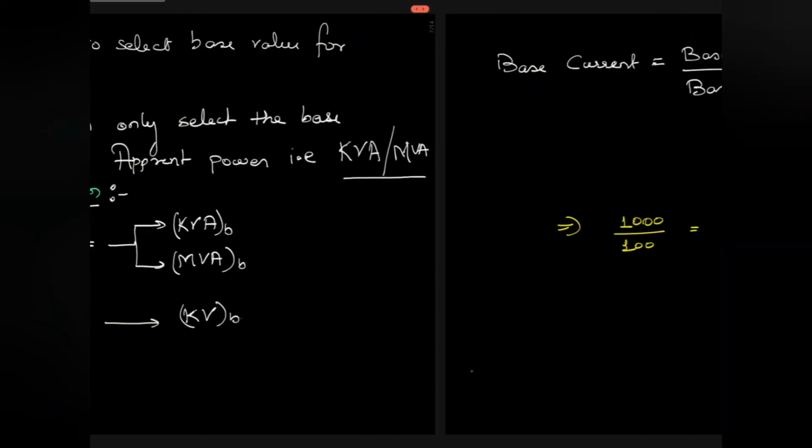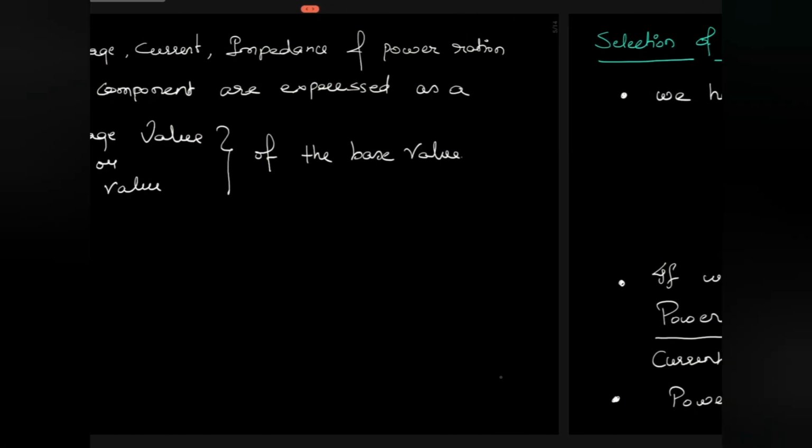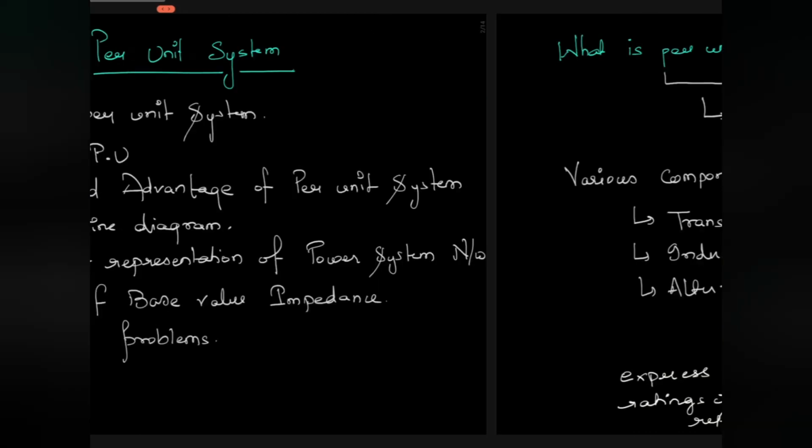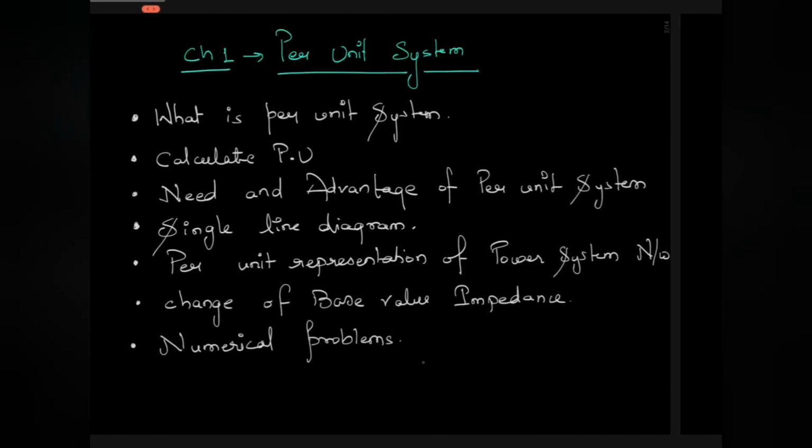Okay, so this is all about per unit system, how to calculate per unit system, that is the ratio of actual value and base value, and we know how to select the base value in single phase as well as in three phase.